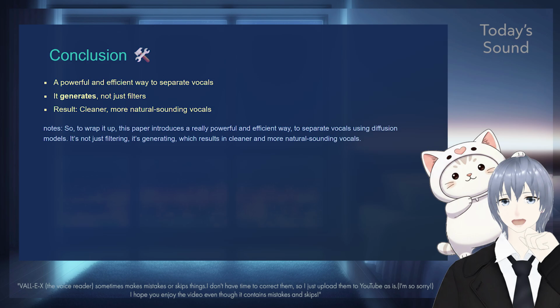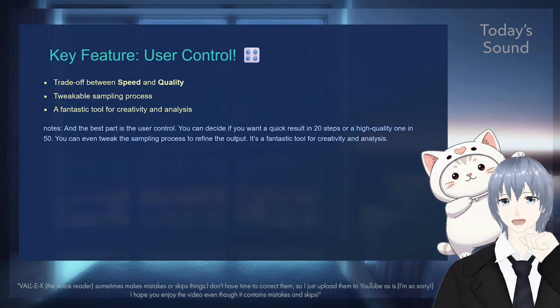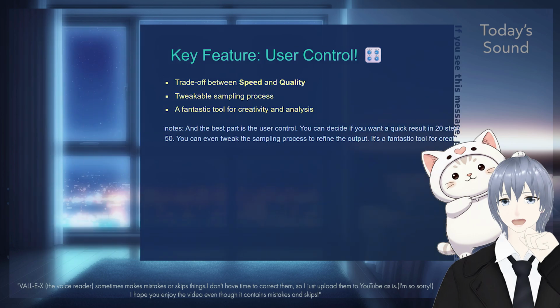So, to wrap it up, this paper introduces a really powerful and efficient way to separate vocals using diffusion models. It's not just filtering, it's generating, which results in cleaner and more natural sounding vocals. And the best part is the user control. You can decide if you want a quick result in 20 steps or a high quality one in 50. You can even tweak the sampling process to refine the output. It's a fantastic tool for creativity and analysis.